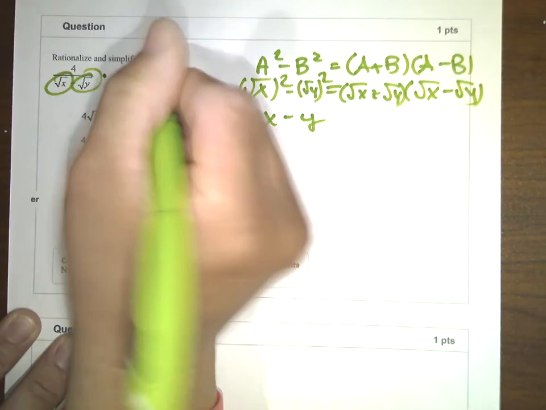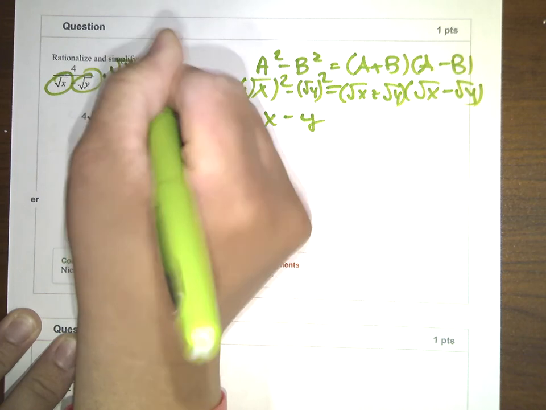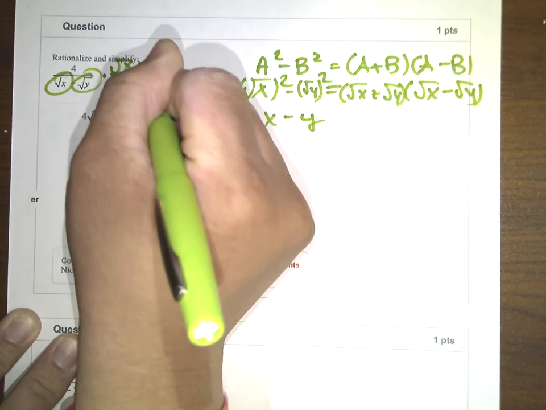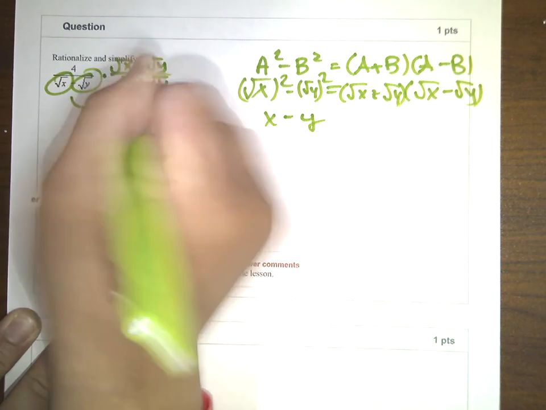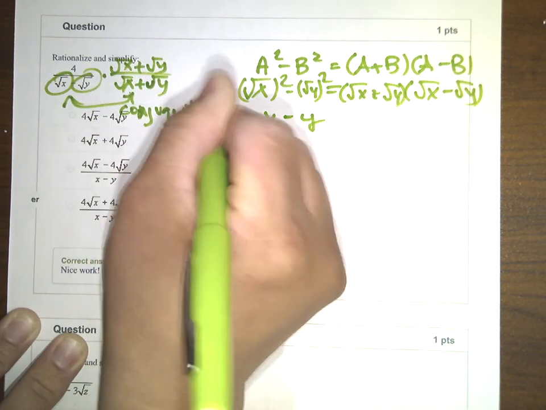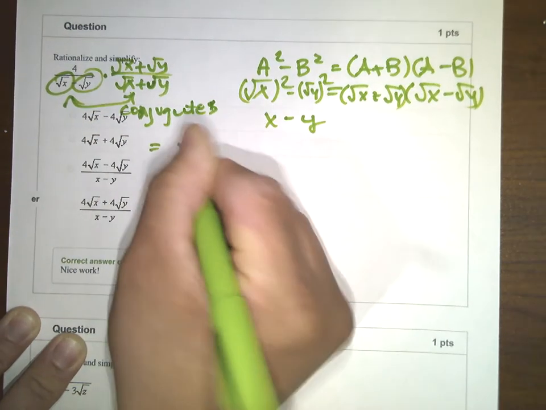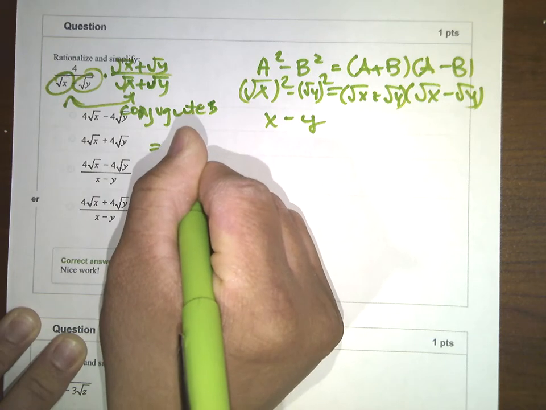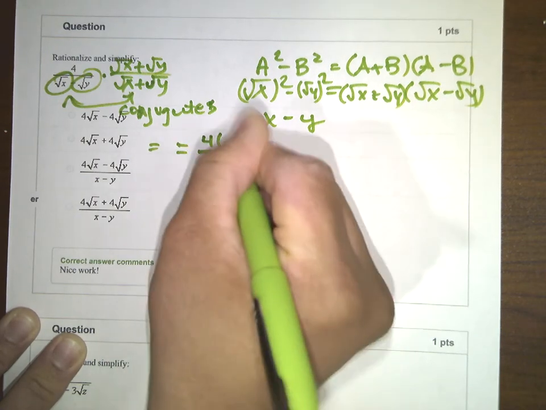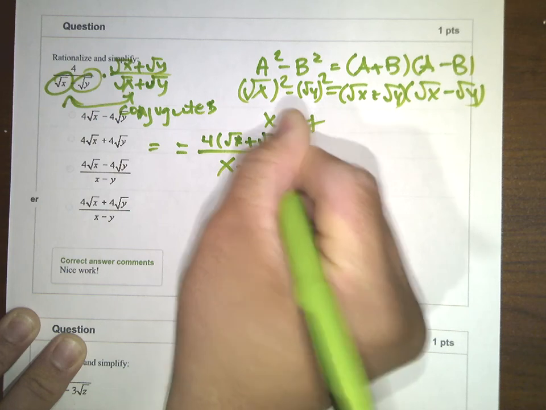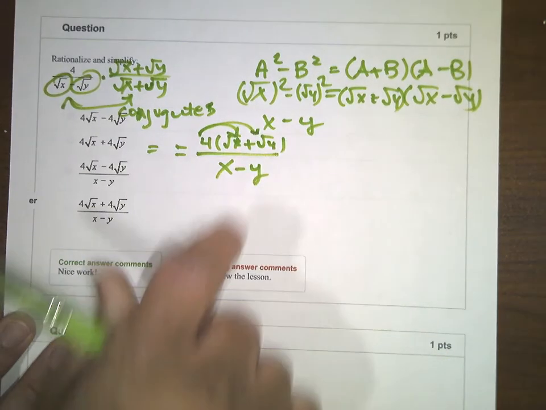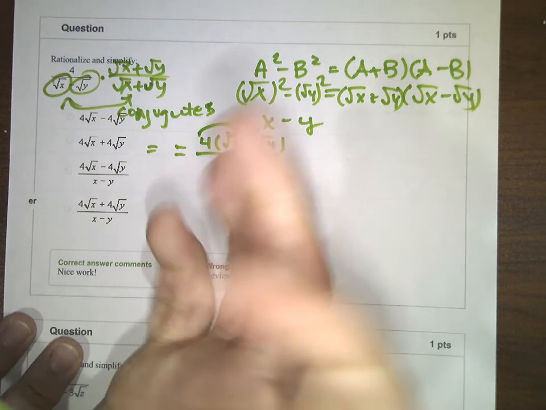All right, so let's multiply by the square root of x plus square root of y over square root of x plus square root of y, because those are what we call conjugates. And then we see that the denominator was already going to be x minus y, and the numerator 4 times the square root of x plus the square root of y.